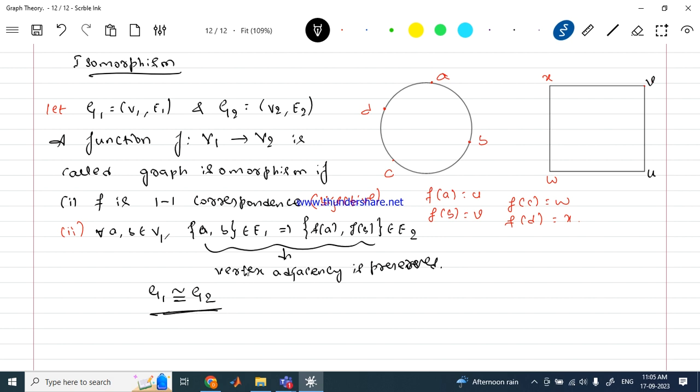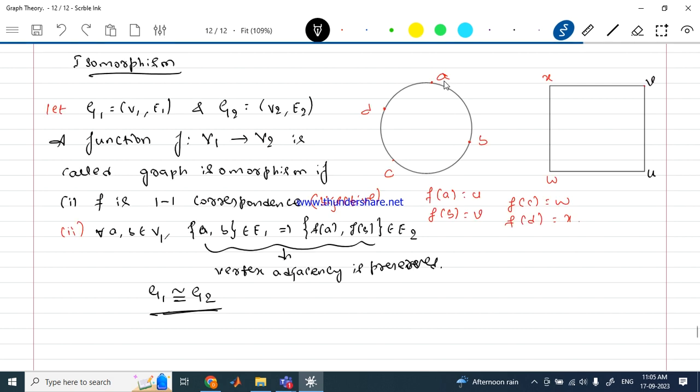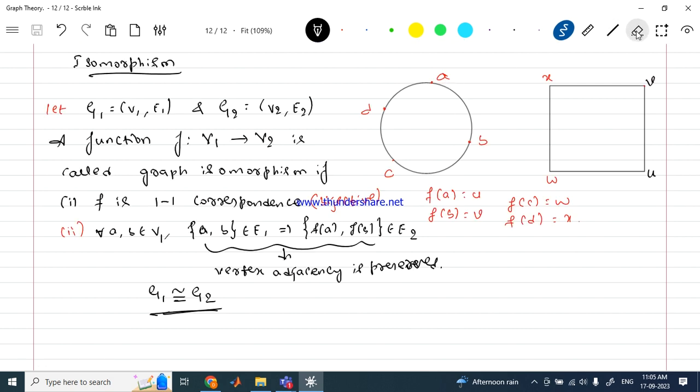What do you mean by that? G1 and G2 are given in two different shapes, but they are carrying the same information. Now what I am supposed to do here is, image of A is X. Suppose I keep image of A as X here, and image of B is V, image of C is U, and image of D is W.